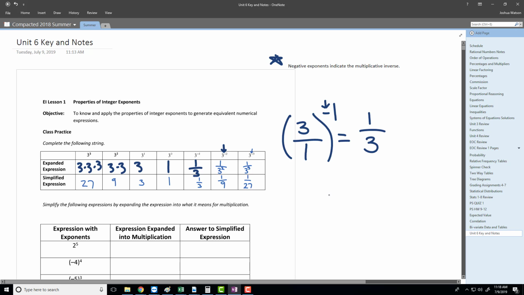sense. In addition land, the inverse of 3 is negative 3. This means inverse in addition land. In multiplication land, inverses are reciprocals. So since exponents are repeated multiplication, the inverse of repeated multiplication is repeated division. Thus the multiplicative inverse is indicated by a negative exponent.